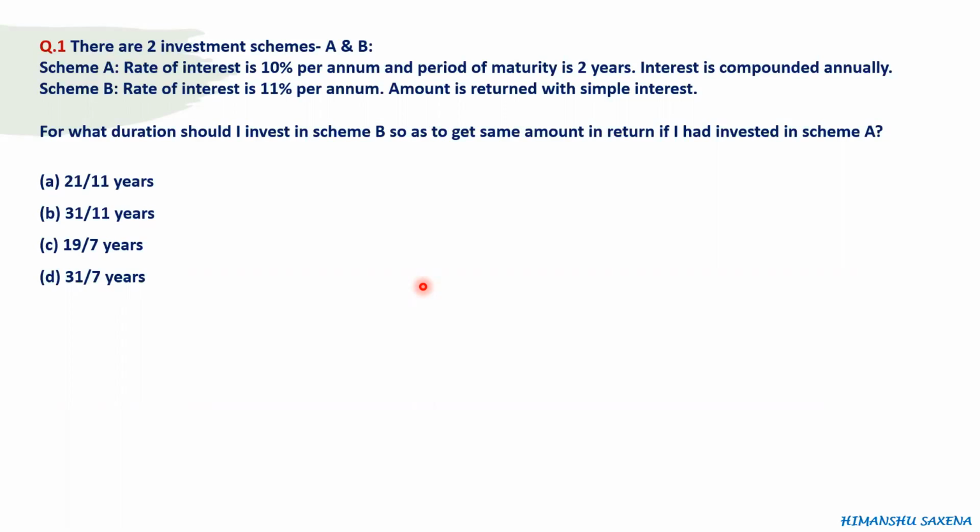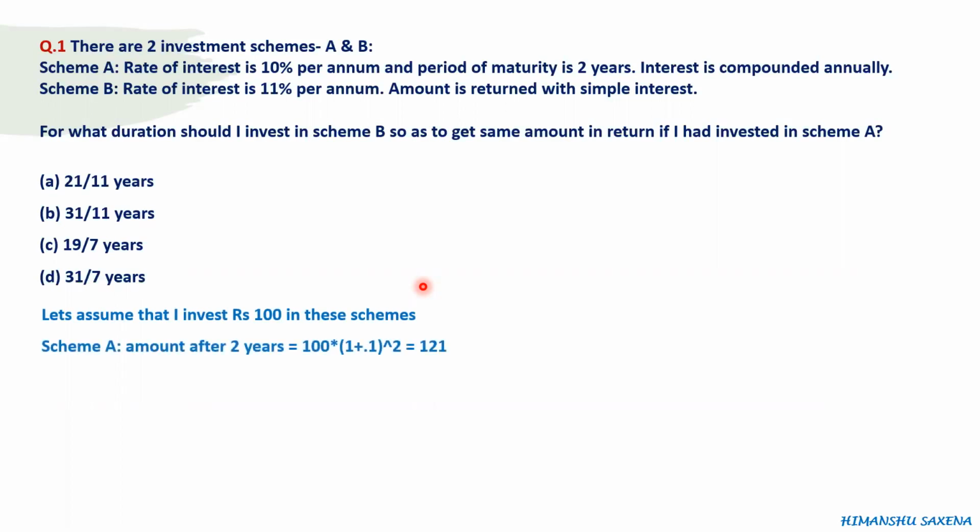Now we will see two methods of how to solve this problem. Let's start with the first method, which is the traditional method. Let's assume that I invest rupees 100 in these schemes. Then in scheme A, how much amount will I get after 2 years? I will get 100, the principal amount, into 1 plus R by 100. Here R, the rate of interest, is 10%. So 10 by 100 is 0.1. So 1 plus 0.1 raised to power 2, because it is invested for 2 years. If you calculate this, it becomes 121. 1.1 raised to power 2 is 1.21, into 100 is 121.